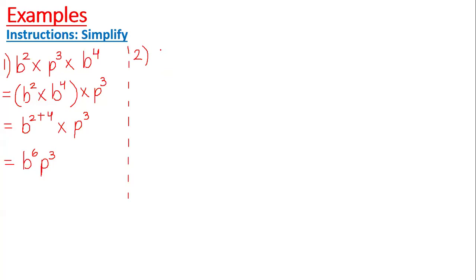Let's say we have a to the power of 3 multiplied by c to the power of 5, multiplied by a to the power of 6 multiplied by c squared.